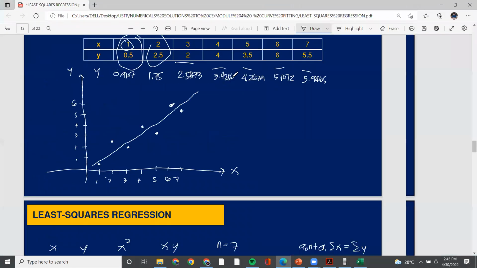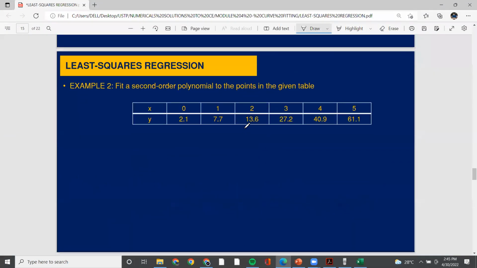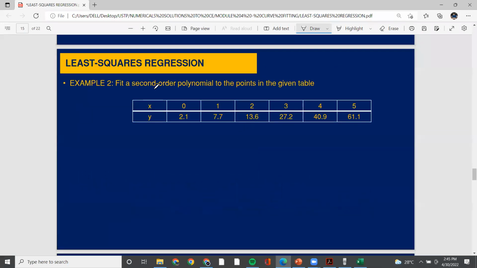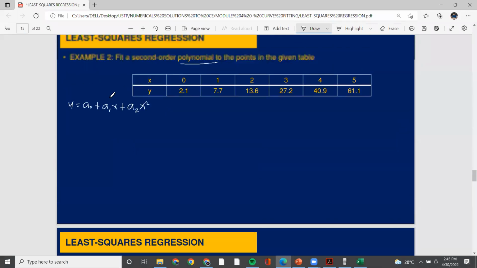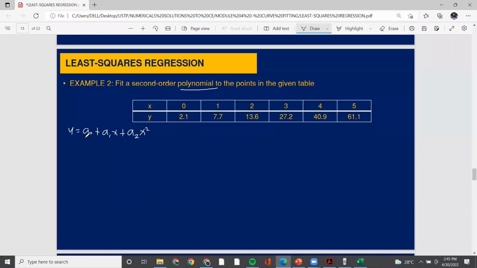Okay, so let's continue. Now, for the second order polynomial, this is polynomial regression. So ang equation dia is ito, we have y equal to a sub 0 plus a sub 1 x plus a sub 2 x squared. Right? So mao na ito ang coefficient para makakuha tag corrected na values ni y. Okay?